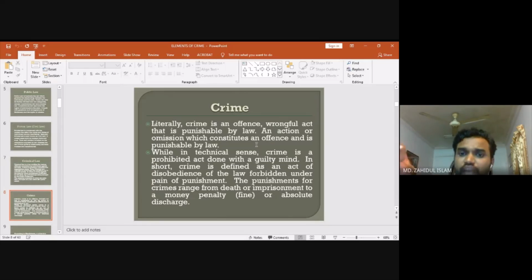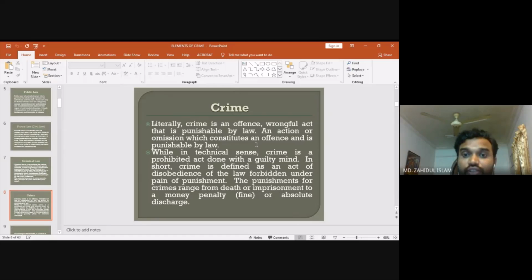So something that is a crime in Malaysia may not be a crime in other countries. For example, abortion. Abortion is a crime in Malaysia, in Bangladesh, Pakistan, and some other countries. But in some countries, like Argentina, abortion is not a crime because it is not punishable by law.